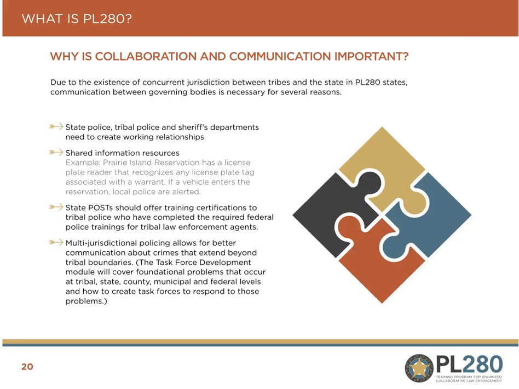Due to the existence of concurrent jurisdiction between tribes in the state and PL280 states, it is important that different governing bodies collaborate and communicate. State police, tribal police, and sheriff's departments need to create working relationships, which can help establish shared information resources. For example, Prairie Island Reservation has a tag reader that recognizes any tag associated with a warrant. If such a vehicle enters the reservation, the local police are alerted.